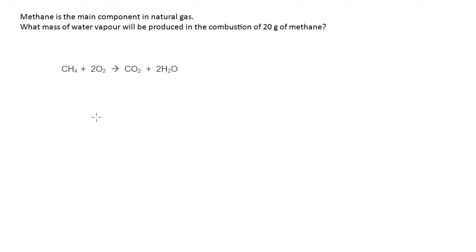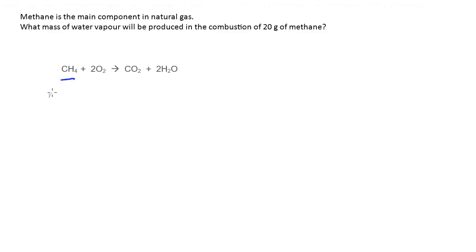So, first thing we need to look at is the equation for the question, and that is CH4 plus 2O2 makes carbon dioxide and 2H2O. So that's 1 mole of methane plus 2 moles of oxygen makes 1 mole of carbon dioxide and 2 moles of water. So the question tells us that we have 20 grams of methane.